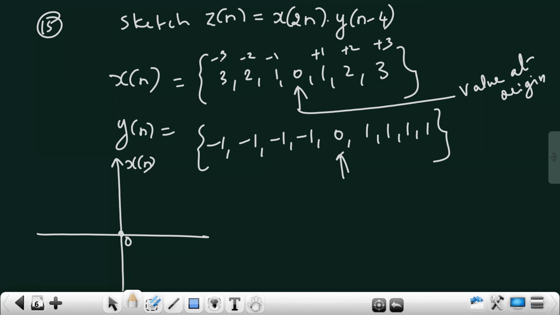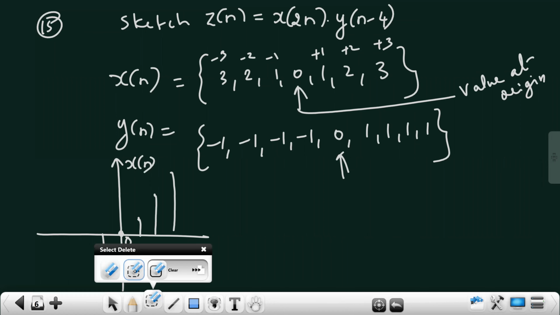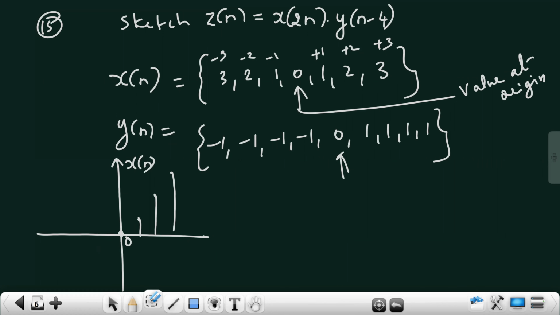So at positive 1 you are having 1, 2, 3. At negative 1 you are having 1 only, right? Then at negative 2 you are having 2. At negative 3 you are having 3. So this is the signal x of n that you have.